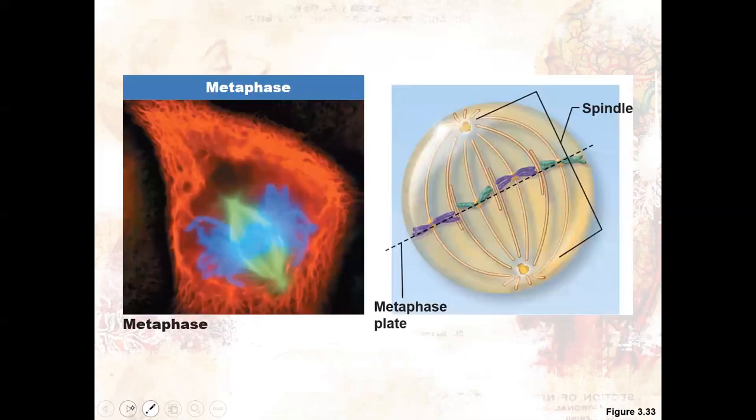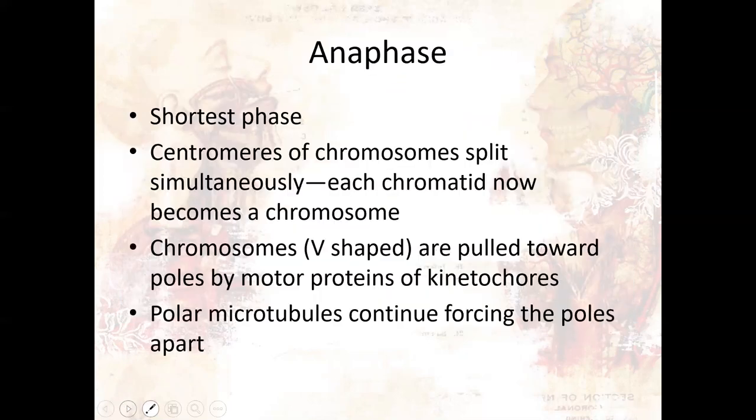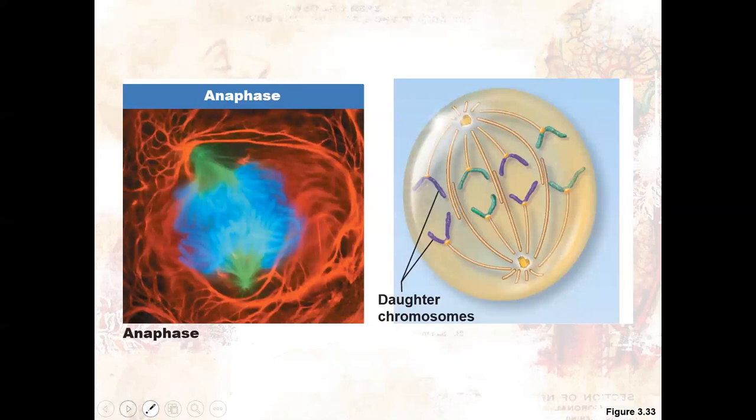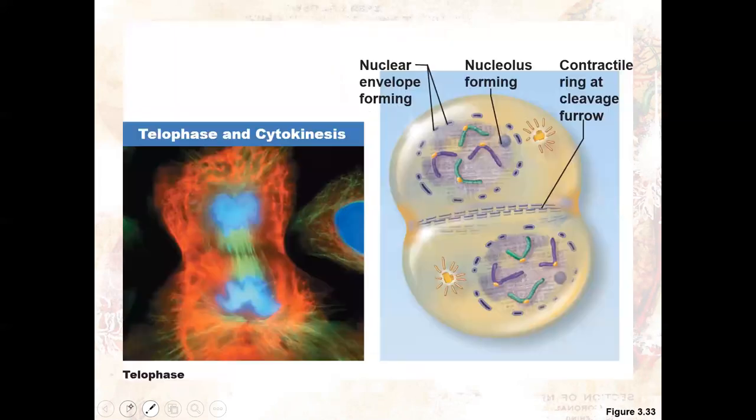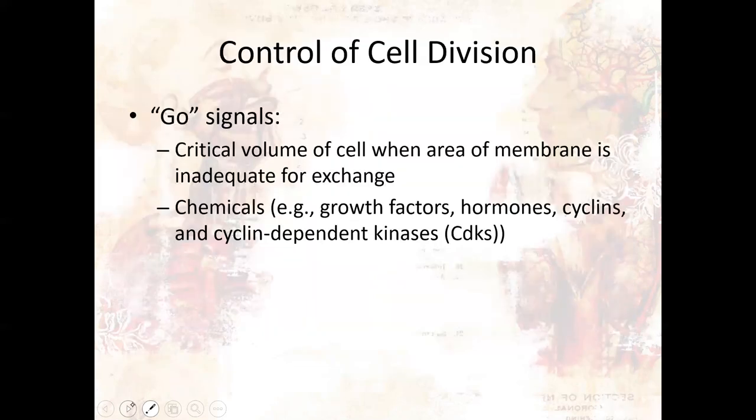Metaphase, the chromosomes line up in the middle. Anaphase, the chromosomes get pulled apart. Telophase, chromosomes stop moving and the new nucleus forms around them. And then the cell splits, that's cytokinesis. Mitosis gives you two identical cells.